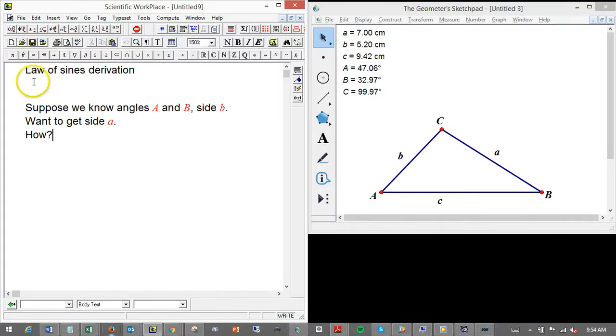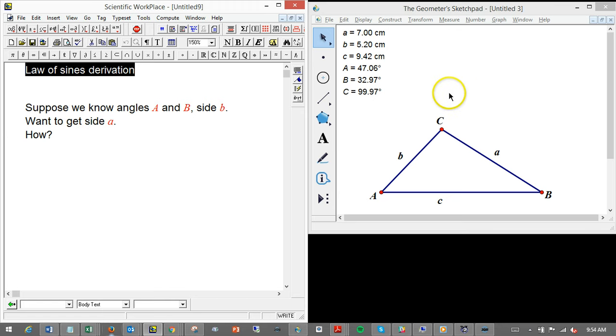So let's look at the law of sines. I want to do a quick derivation of the law of sines. There's a lot of situations where the law of sines comes in. There's a lot of different variations of how you use it, but we can derive it by imagining we're trying to solve one specific practical problem.